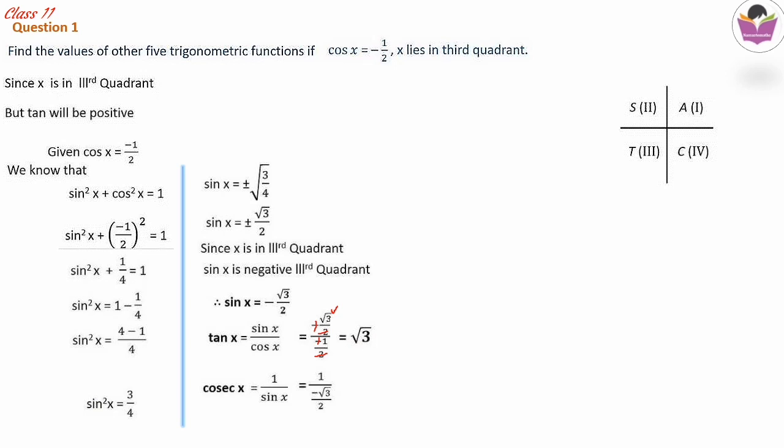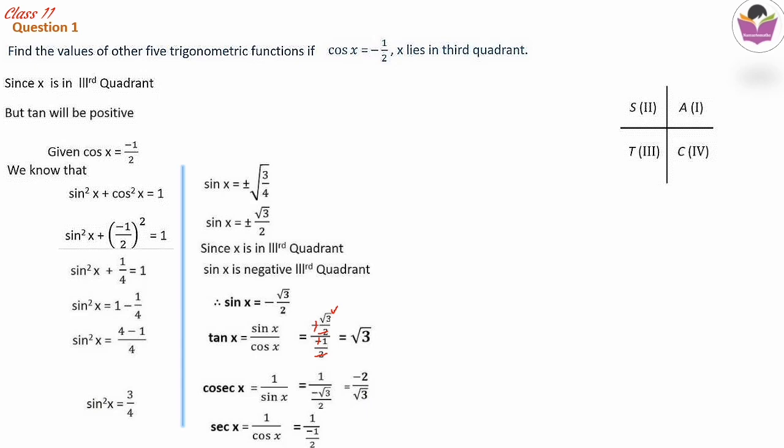Next is cosec x. Cosec x means 1 by sin x. As we have discussed before, once sin and cos are there, we can calculate all the other trigonometric ratios. Cosec x is equal to 1 by sin x. So here the sin x value is minus root 3 by 2. That is equal to 1 divided by minus root 3 by 2. It is just a reciprocal, so we take it and write it upside down. Minus root 3 by 2 we can write as minus 2 by root 3.